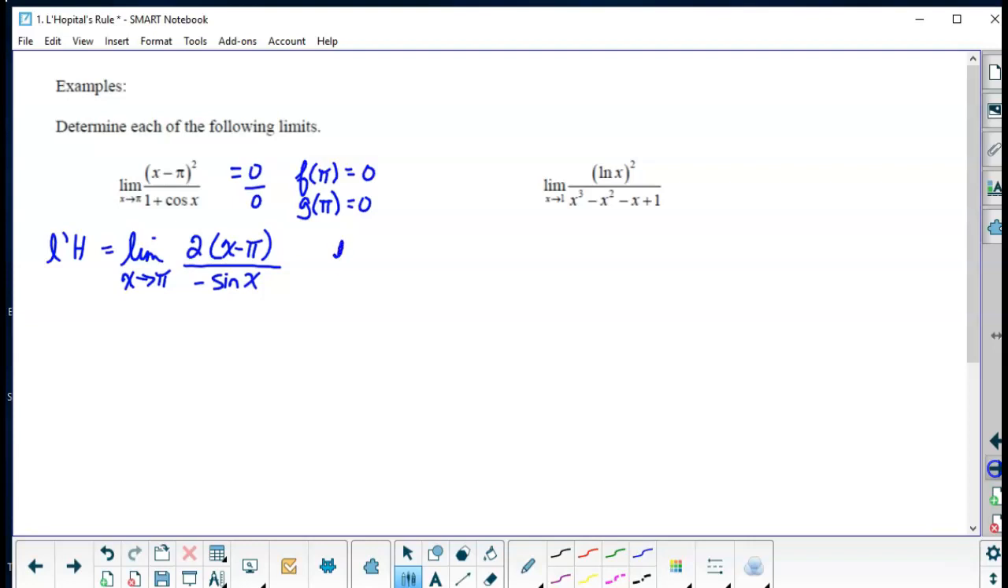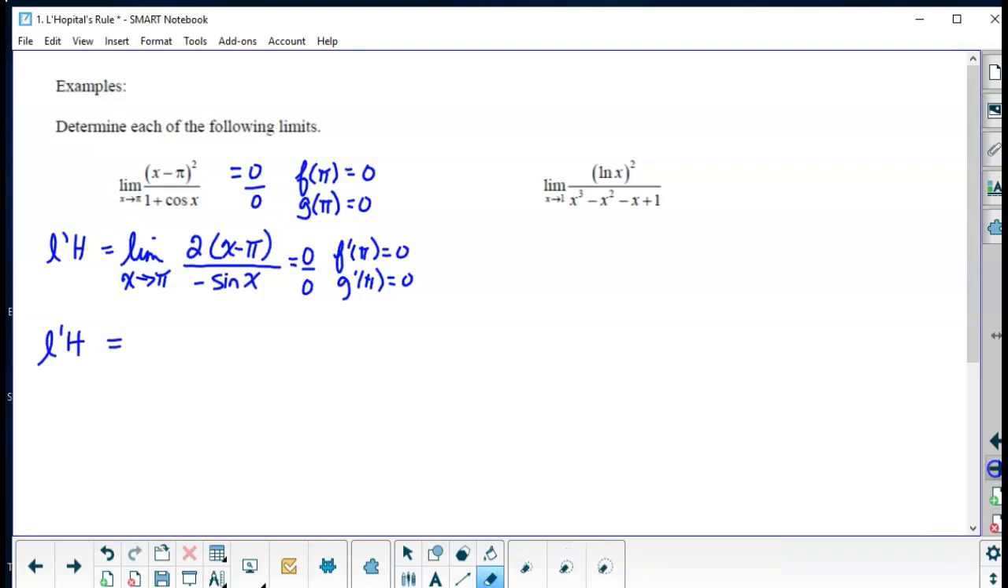So now here, f prime of pi equals 0. G prime of pi equals 0. So we're going to have to do this L'Hopital's rule again. Doesn't matter how many times you do it. So then, again, I'm showing that I'm doing that. Now I shouldn't put equals right next to it. I should just put this up a little bit higher here. Okay, equals, so limit x approaches pi.